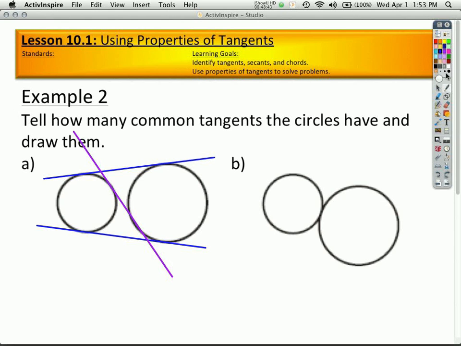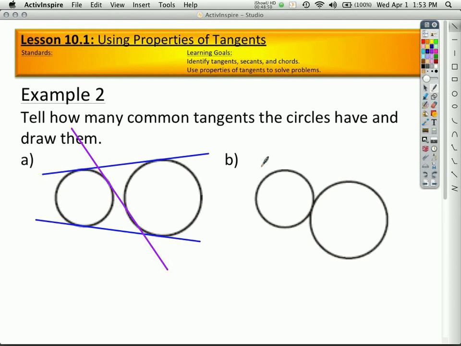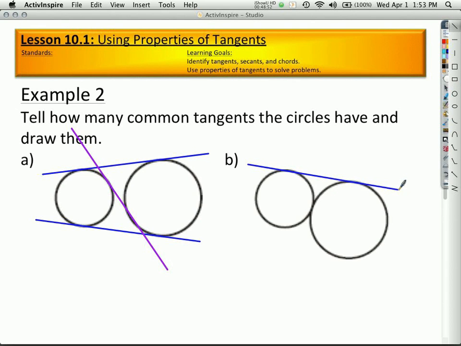So, hopefully you saw the same two that existed in the first diagram. So we've got a common tangent here. And again, remember, it's hard for me to draw it perfectly, so bear with me. We got one here, and I know it's not perfect. So there's two. Some of you said 2. Some of you said 3.